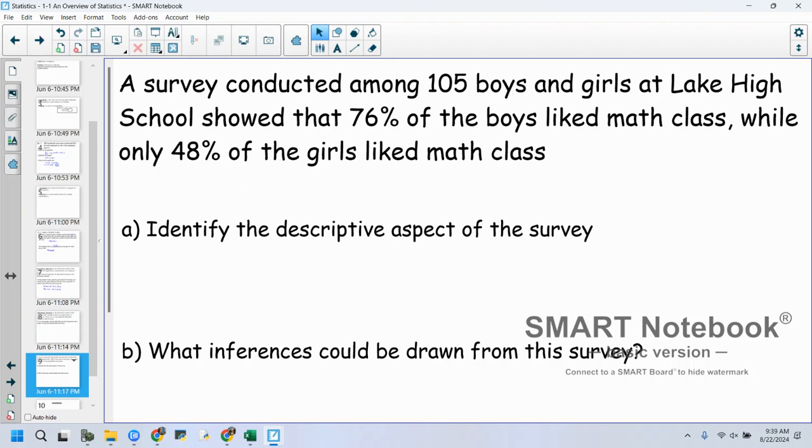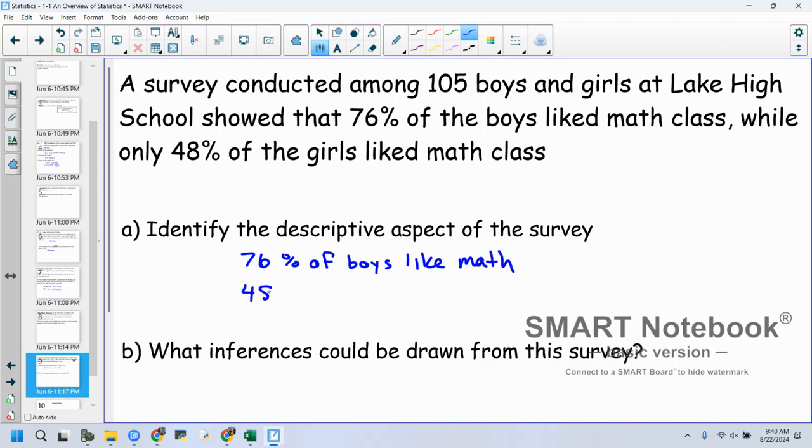A survey conducted among 105 boys and girls at Lake High School showed that 76% of the boys liked math class, while only 48% of the girls liked math class. Identify the descriptive aspect of that survey. Okay, so I would say 105, that's my sample, right? So I would say 76% of boys like math, 48% of girls like math.